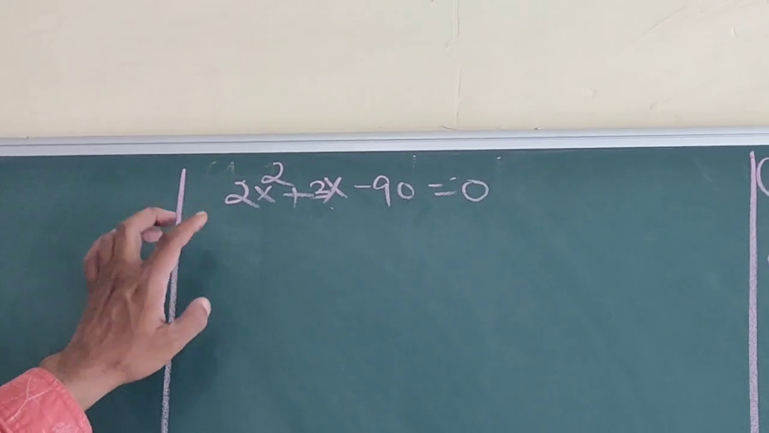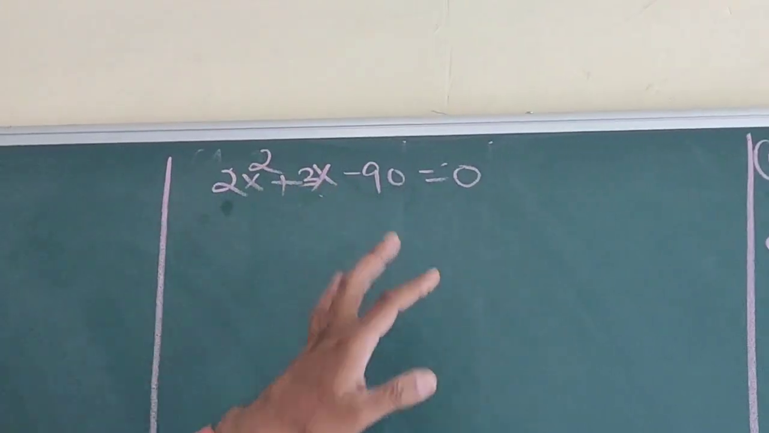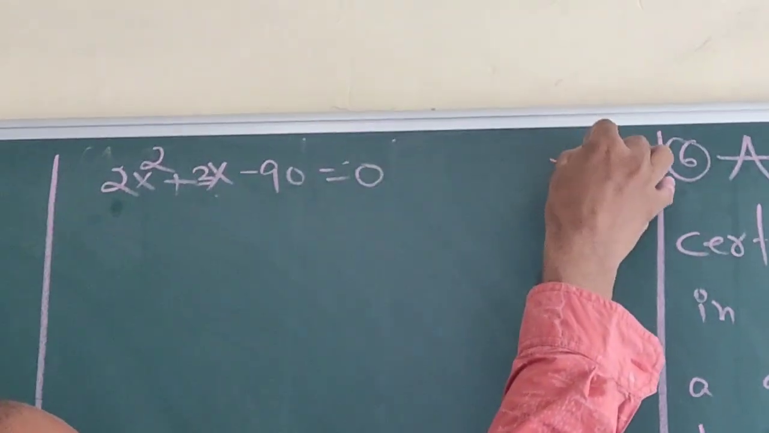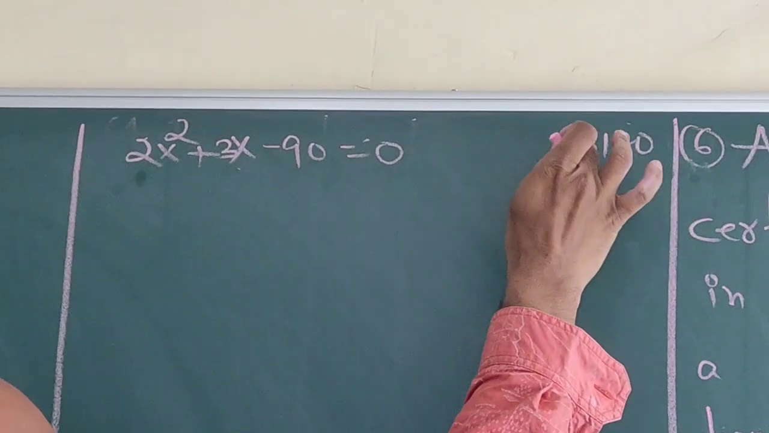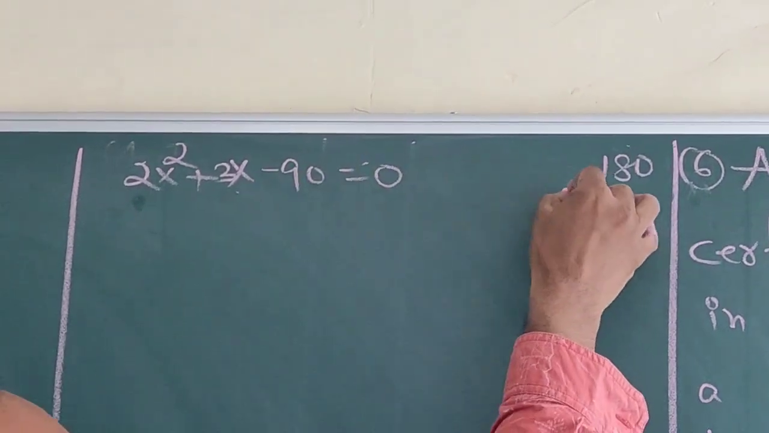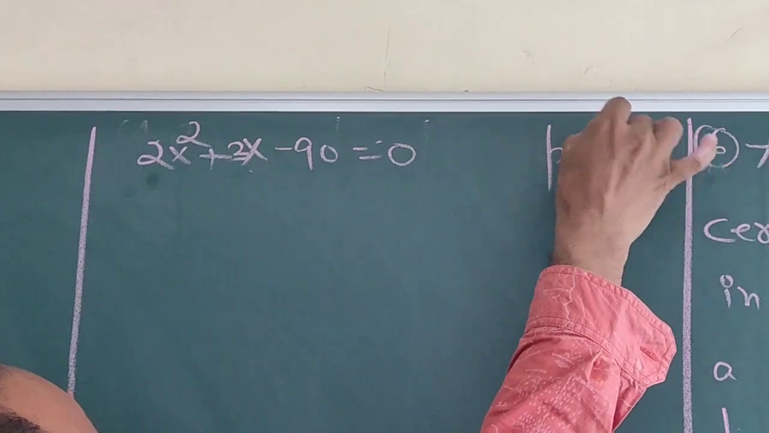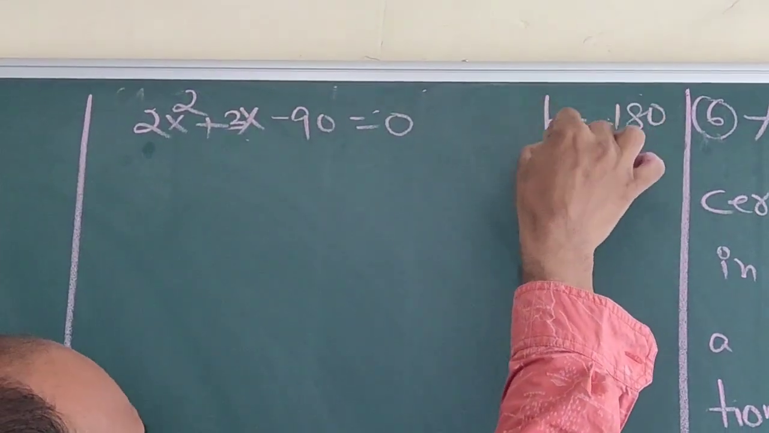Now, we multiply the coefficient of x square with the constant term. 2 multiplied by minus 90, we get minus 180. So here we find the factors of 180 whose sum is 3, because the sum is always the coefficient of x, and the coefficient of x is 3.